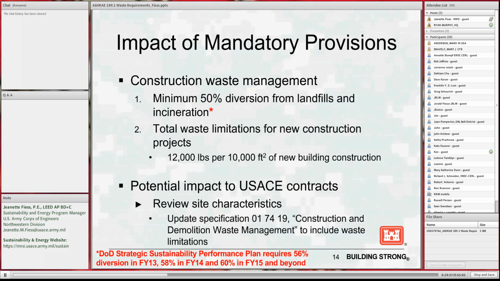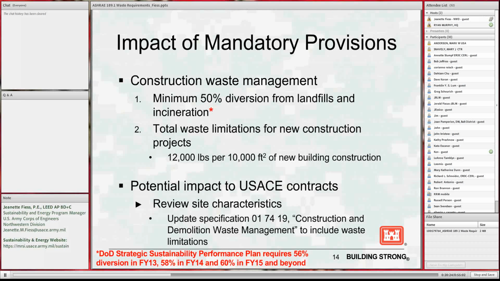So really the first step is making sure that we look at those site characteristics, find out if it applies to our project or not, and if it does, then we need to make some edits to the contract. So I encourage you, if that's news to you, to take a look at that section of 189.1 section 9 and see, does it apply to your project or not? I don't expect it to apply to a lot of our projects, but it definitely will apply to some.